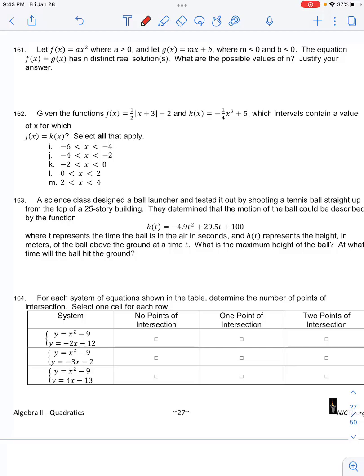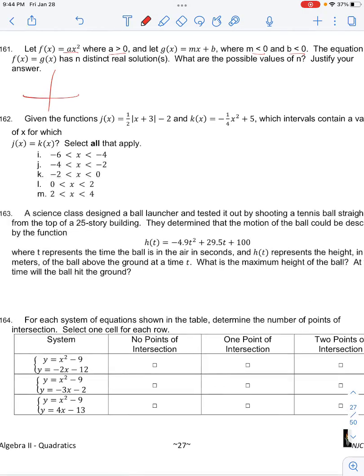Number 161 in your classwork for quadratic functions asks: if we have a function f of x equals ax squared, where a is greater than 0, and we have another function g of x equals mx plus b, which is just a linear equation, and both of those constants are less than 0, and the equation f of x equals g of x has n distinct real solutions, what are the possible values of n? Justify your answer. When we have a graph, I think it'll be easiest to visualize.